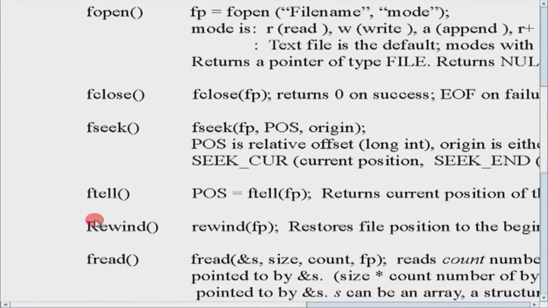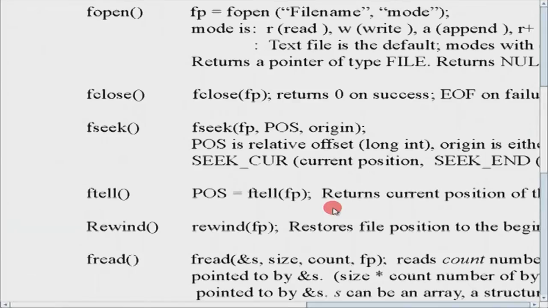ftell is a very interesting function. You are in the midst of the program and you have forgotten at which particular point in the file you currently are. Remember, the file knows where the current position is, but that is invisible to us. And we have forgotten how we had calculated pos and used fseek earlier and so on. All that I can say is, I use this function ftell. ftell(fp) will return the current position. So I know what is the current position which I can assign to pos. So these are interesting functions that are given.